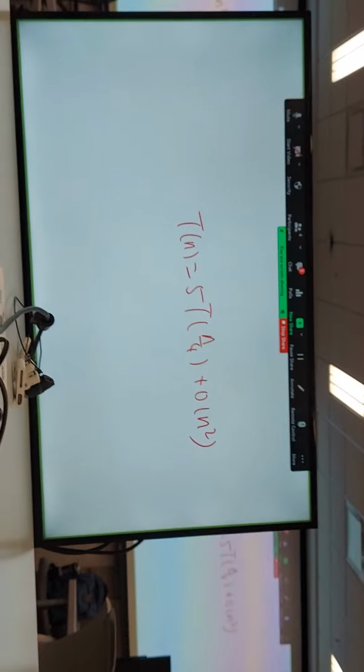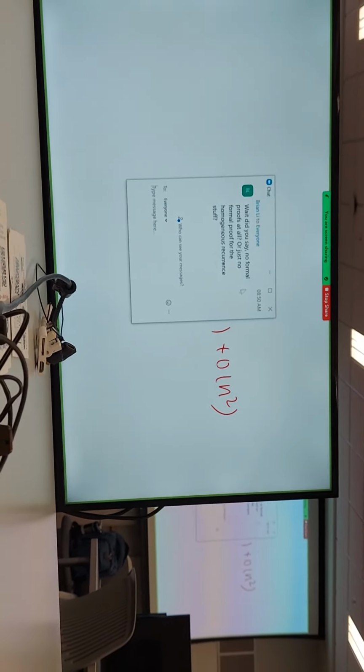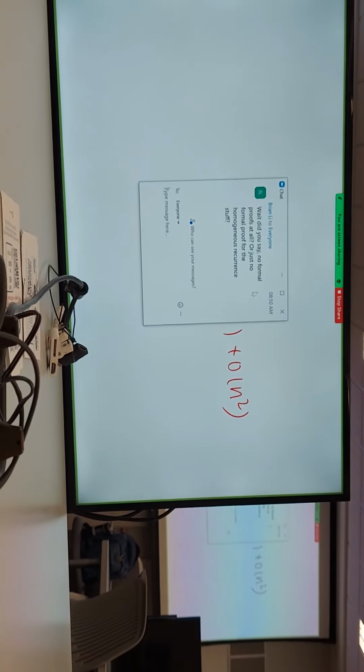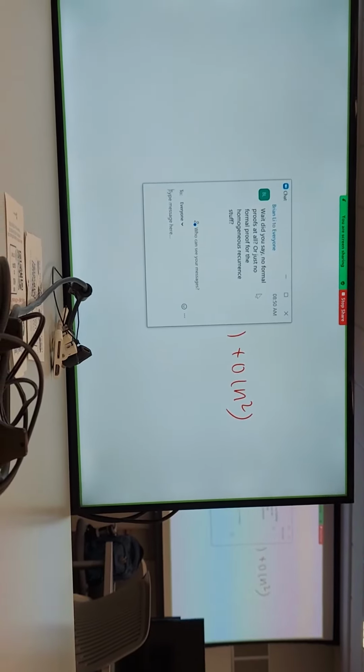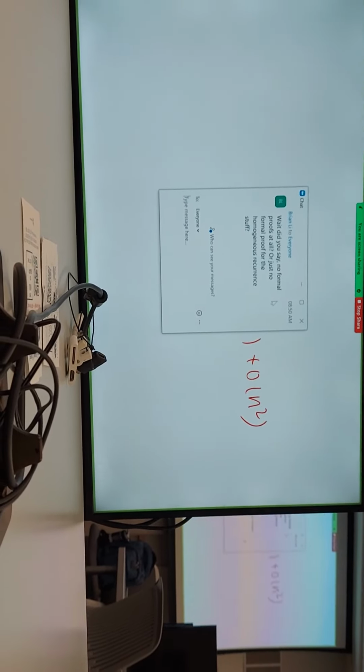So I have a question from the chat, I guess. No formal proof, yeah, no formal proof. No, I didn't say no homogeneous recurrence. So no higher degree homogeneous recurrence.